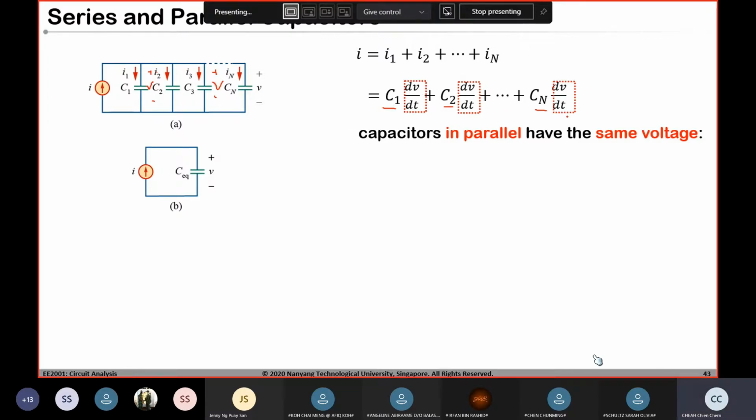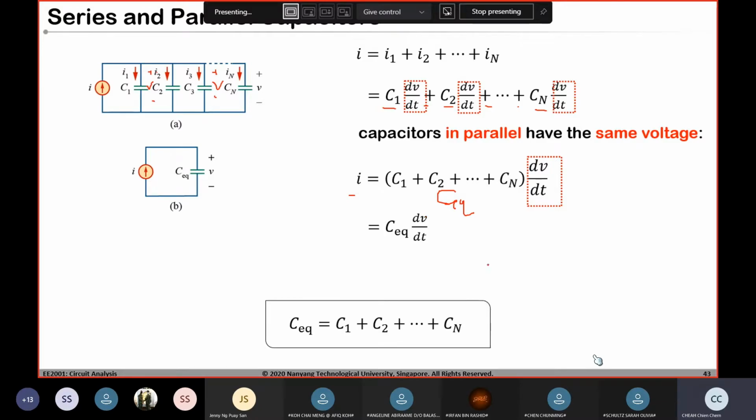Now if you look at this equation, I is equal to C dV/dt. So this is the equivalent capacitance, which means that for parallel combinations you add them up. So it's the opposite of resistors. For resistors, if it's series, you add, but for capacitors, if it's parallel, you add them up.